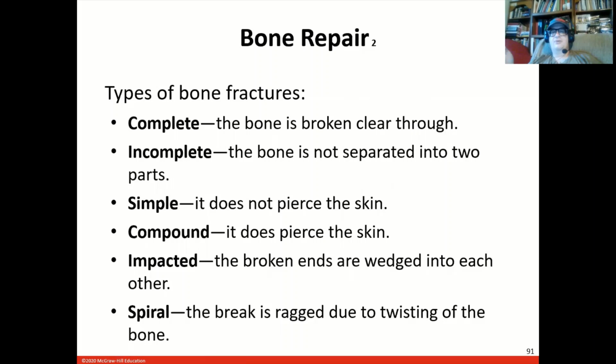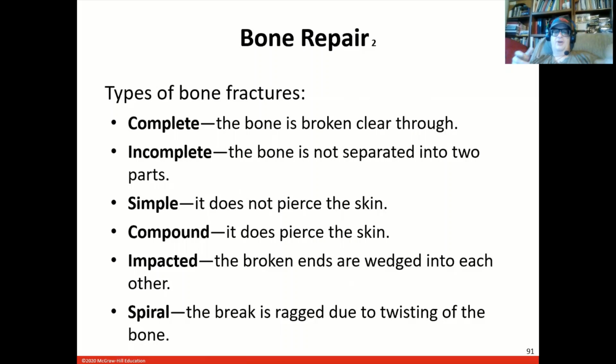All right, so let's talk about types of bone breaks. You could have a complete break that goes all the way through, an incomplete which doesn't. You're not breaking the bone into two parts. A simple break doesn't have a bone sticking out through the skin. A compound fracture, that's the really ugly, nasty one where you see the bone sticking out of the skin. If it's impacted, you broke it and shoved the ends together. This would usually be from a compression problem.